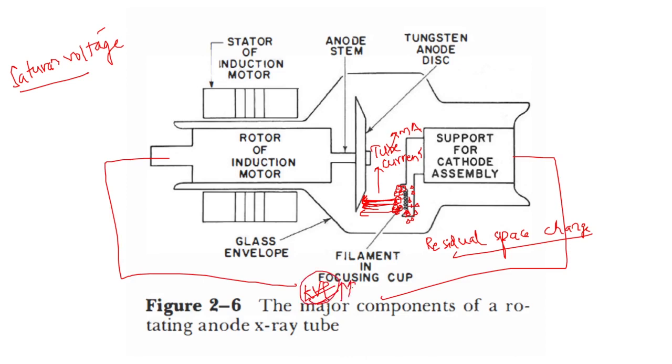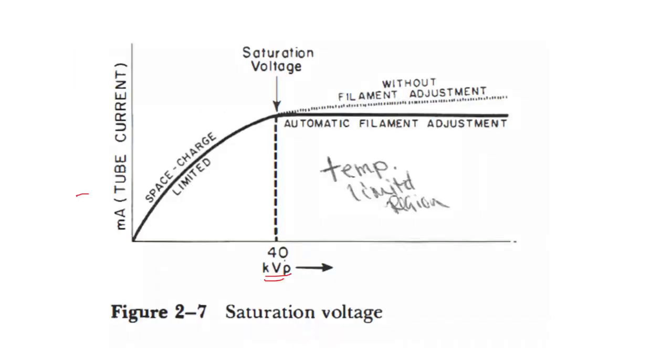As you increase the kVp, the filament gets heated more and more. There are electrons which gain energy to overcome this residual space charge effect and move towards the anode, and this movement of electrons from cathode to anode generates a current called tube current. Slowly, when you increase the voltage, the tube current, the electrons flowing from cathode to anode, increases. So the tube current increases up to a certain voltage called saturation voltage. Beyond this, even on increasing the voltage more and more, the tube current will not increase. So this is called saturation voltage.